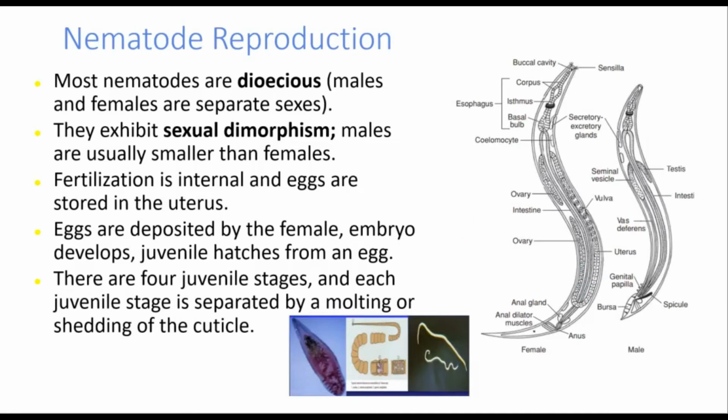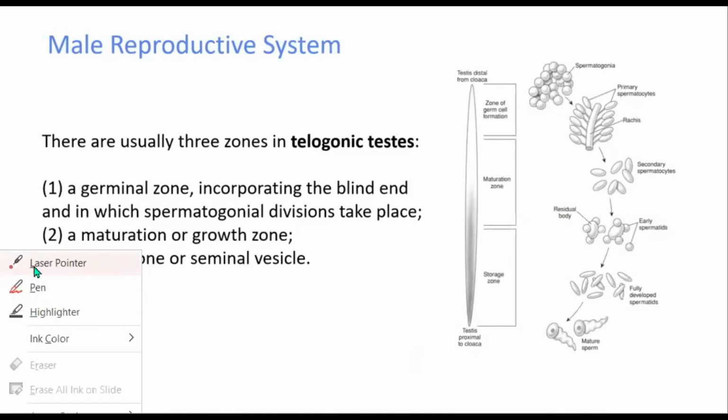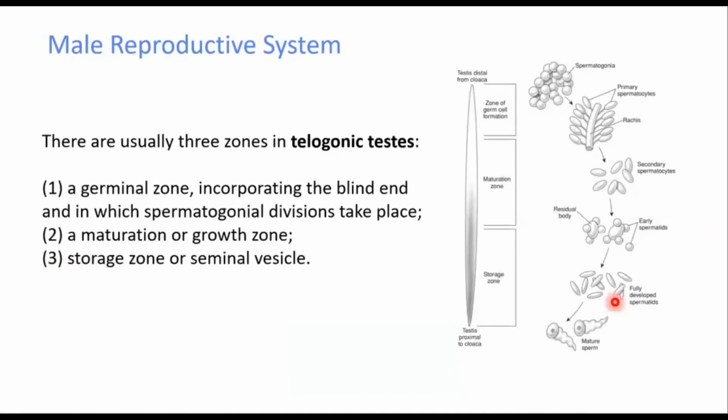Moving on to the male reproductive system. There are usually 3 telogenic testes. Here you can see the process. Spermatogonia divide mitotically in the germinal zone and are attached by cytoplasmic bridges to a supporting structure called the rachis. On the rachis, the primary spermatocytes enter prophase of meiosis 1.